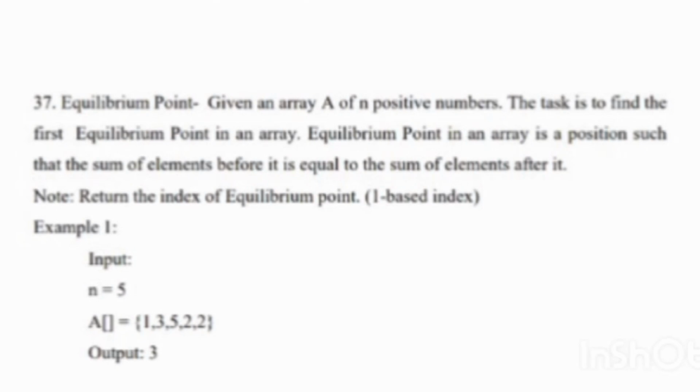Here we have to give the input n equals 5. We have to give 5 numbers of an array: 1, 3, 5, 2, 2. Here 1 plus 3 equals 4 and 2 plus 2 equals 4. I think the value would be 5 and the index number of 5 is 3. I think the output is 3, and let us see the output through the program.